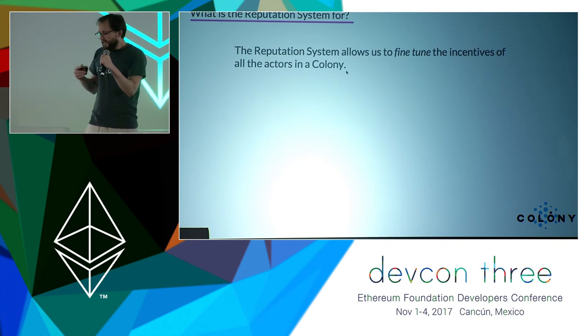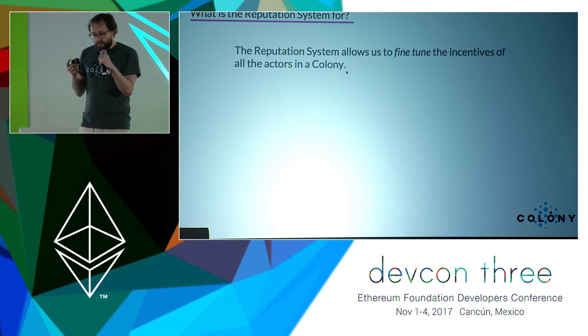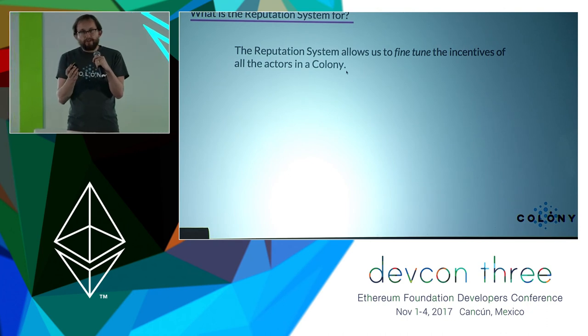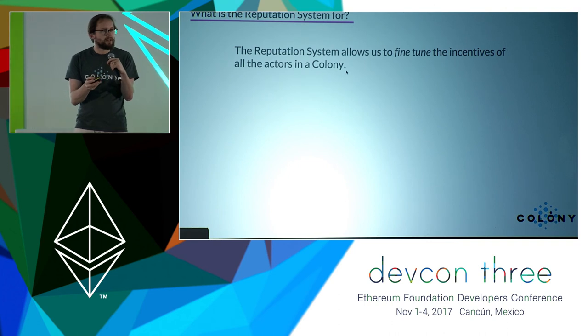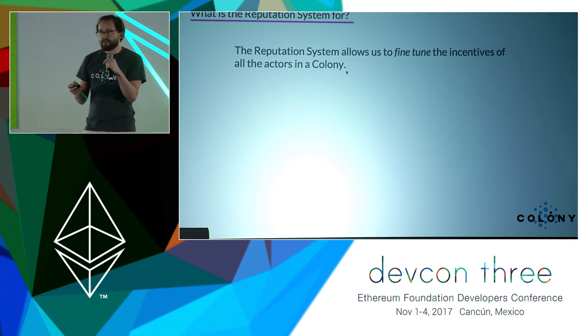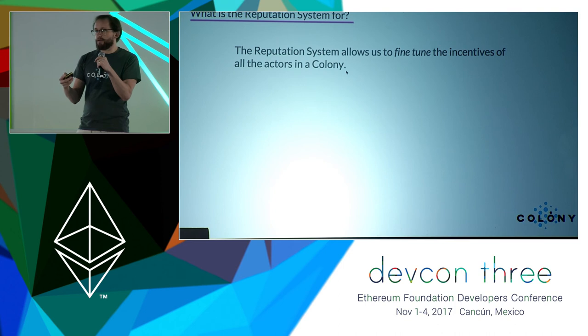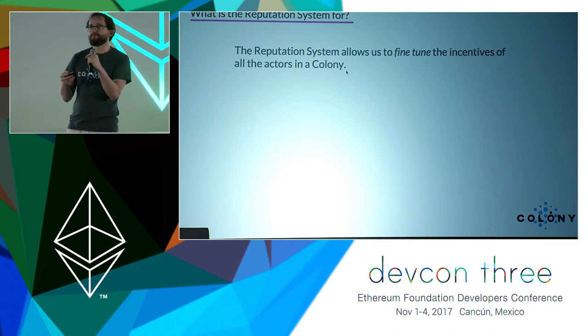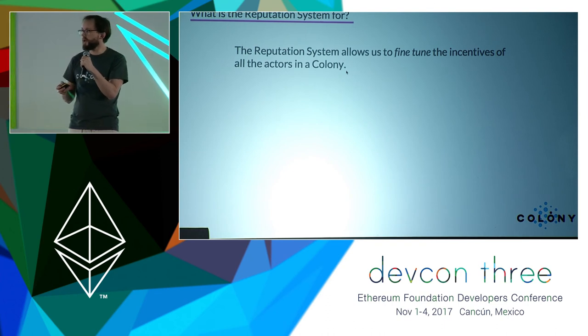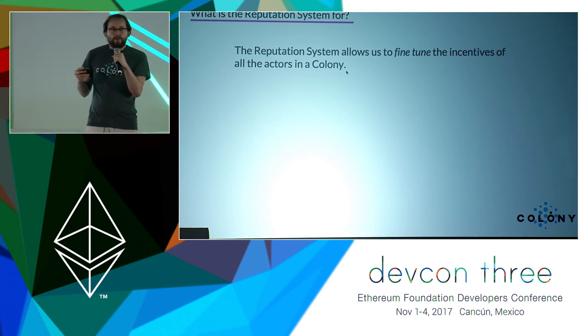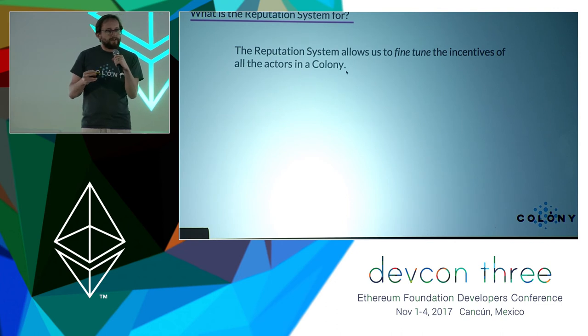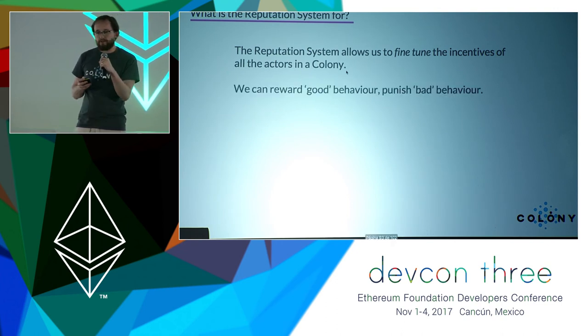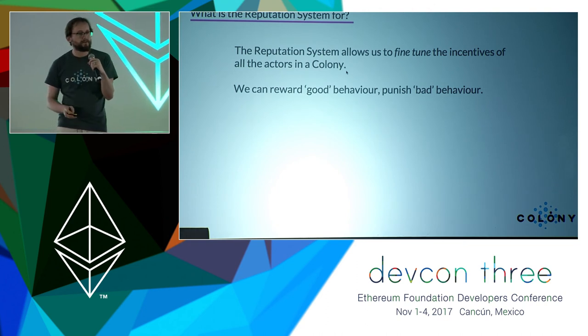So why did we spend so much time on this? We spend so much time on it because reputation really allows us to fine-tune the incentives. We've heard a lot about crypto economic incentive systems, and they often involve paying people to do things or penalizing them financially to try to get them to behave in a certain way. But the reputation system also allows us to reward and penalize people in a not immediately financial way, and we can really fine-tune what we mean by good behavior and bad behavior and tweak that as we see fit.